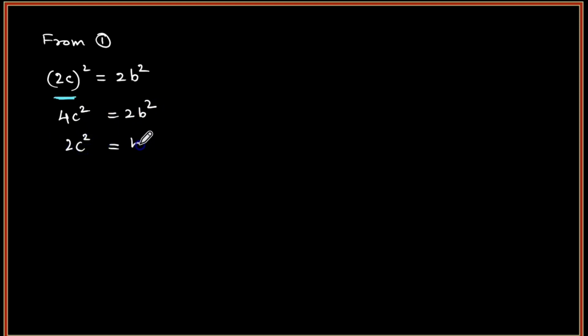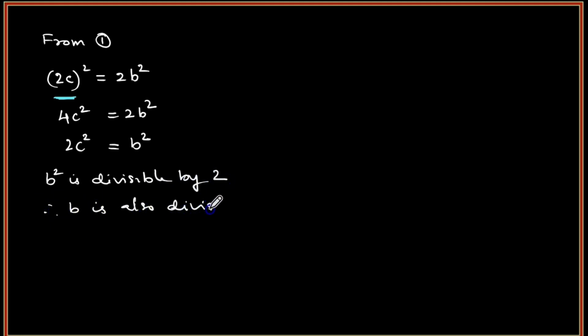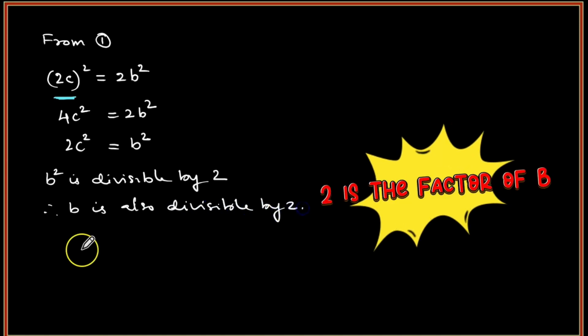We can divide 4 and 2. So it becomes 2c square equals b square, which means b square is divisible by 2, which means b is also divisible by 2. Remember, b square is divisible by 2, which means 2 is a factor of b square, then 2 is a factor of b.